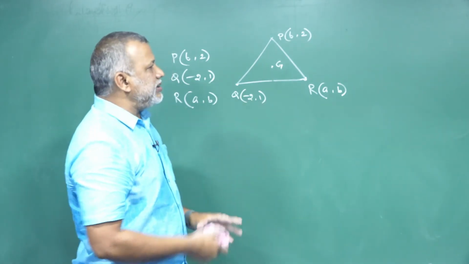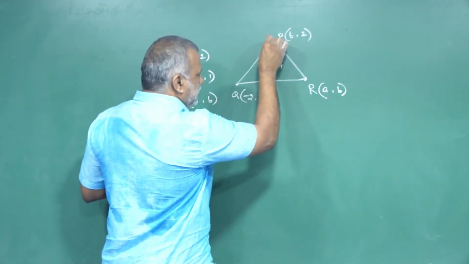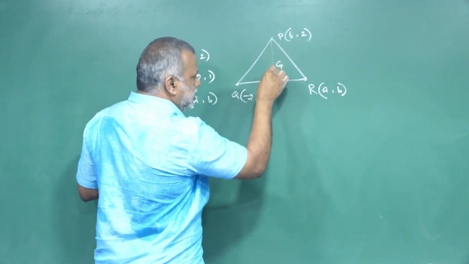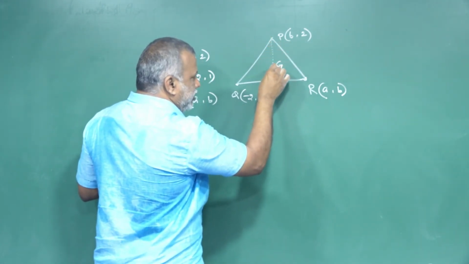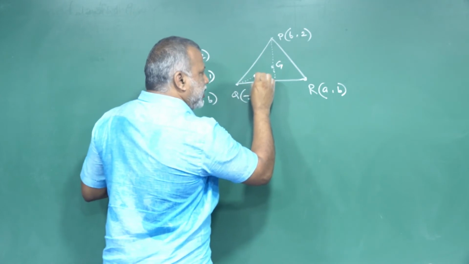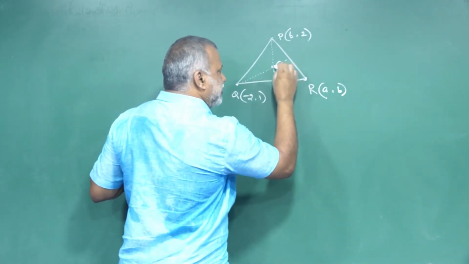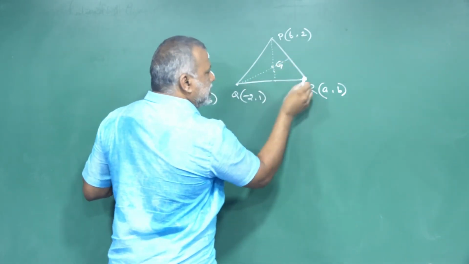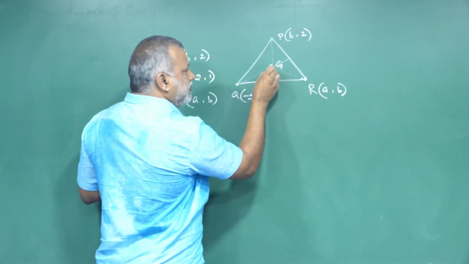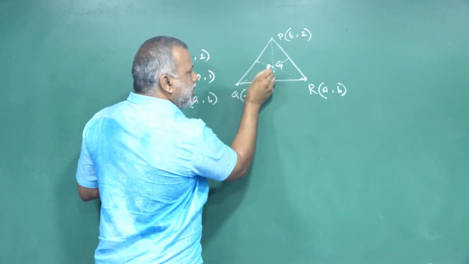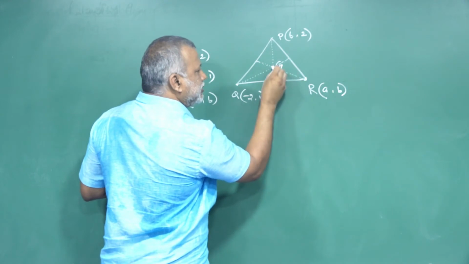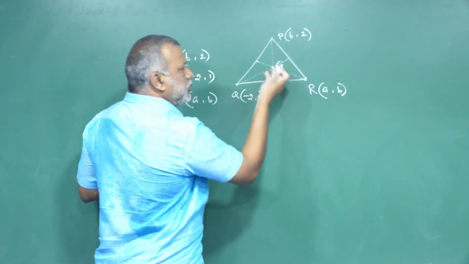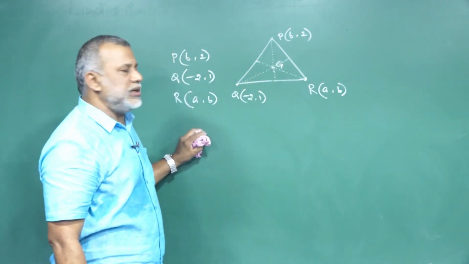So the point of intersection of the medians means we can draw a diagram like this. These procedures are well known from your lower classes. Already everyone discussed in your 10th standard syllabus. So this is the point of intersection of the medians. That means in your 10th standard you used this concept. Now G is the centroid.